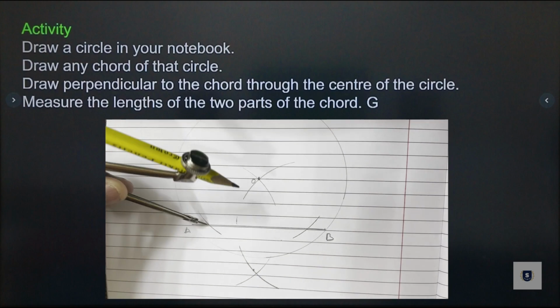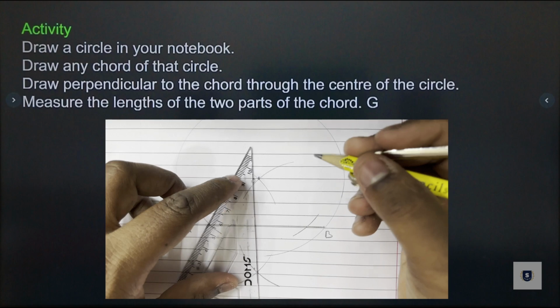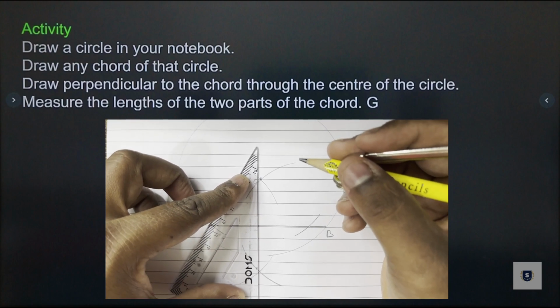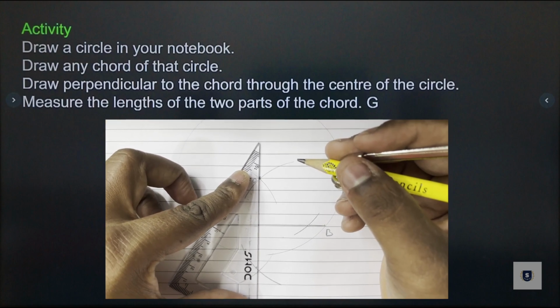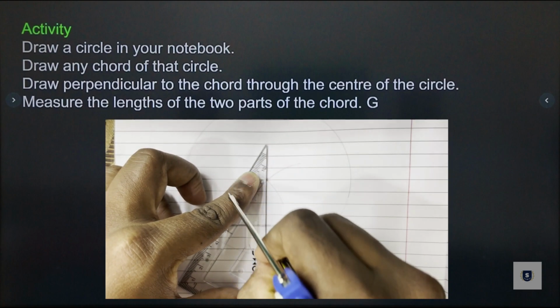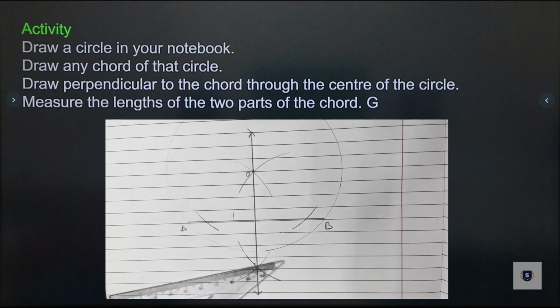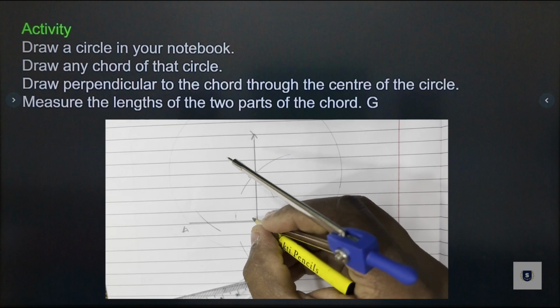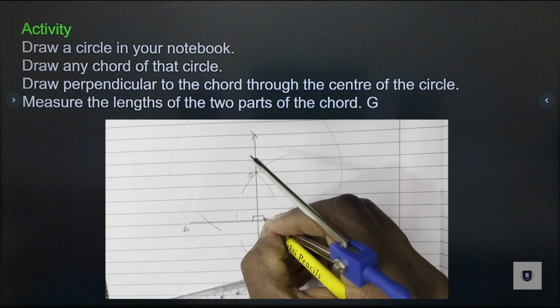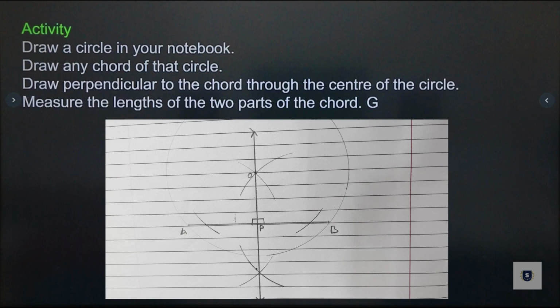Now take the scale and join these two intersecting arcs. First locate those points where the two arcs are intersecting. Put a pencil on that. First label it as P. Okay. Now measure the distance.